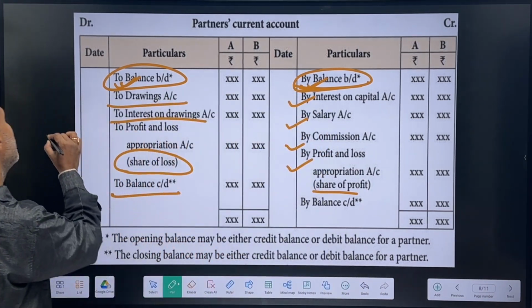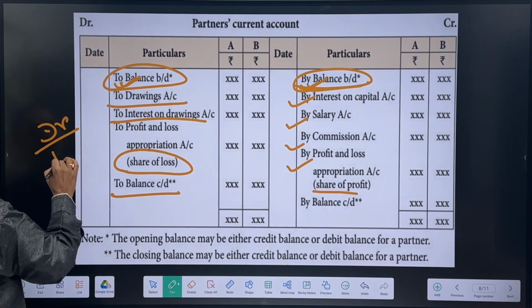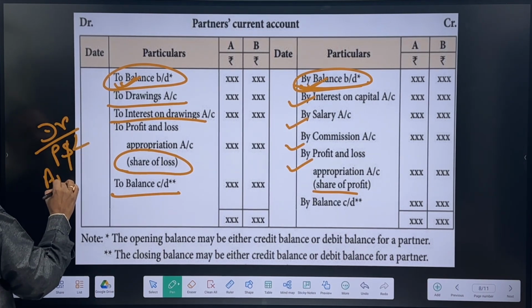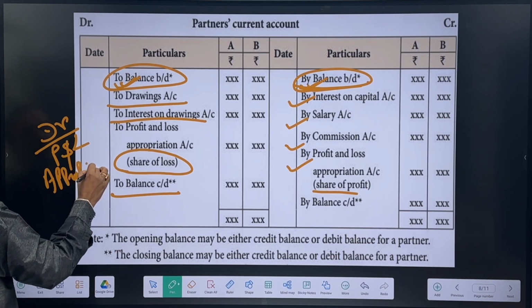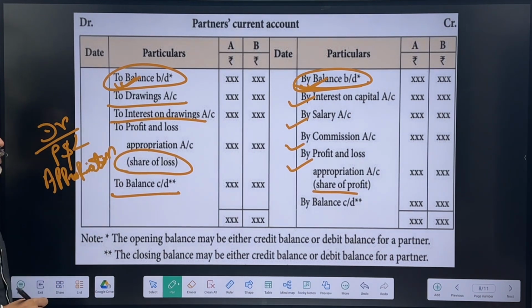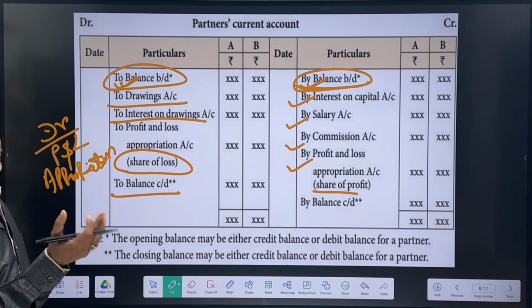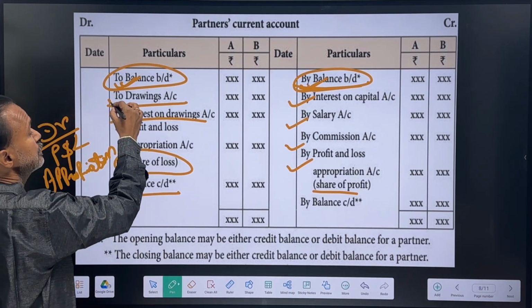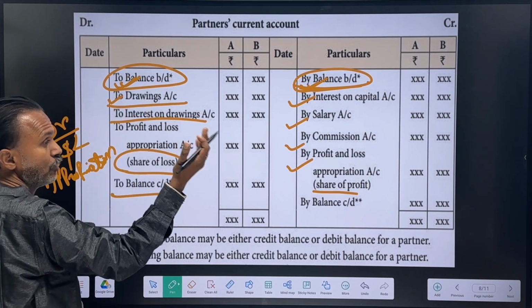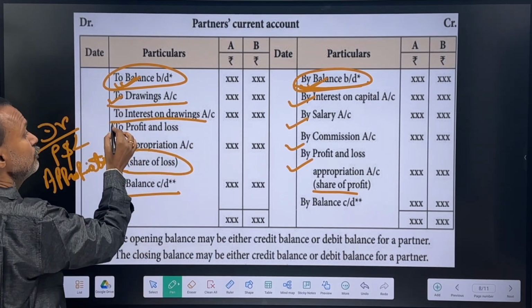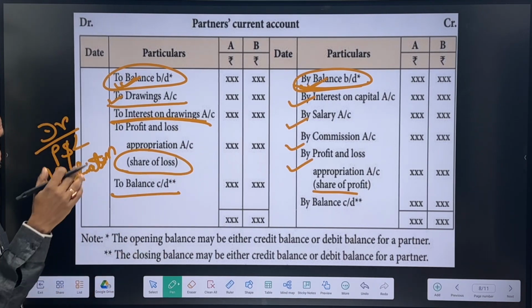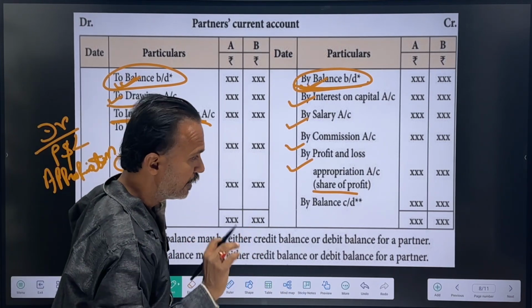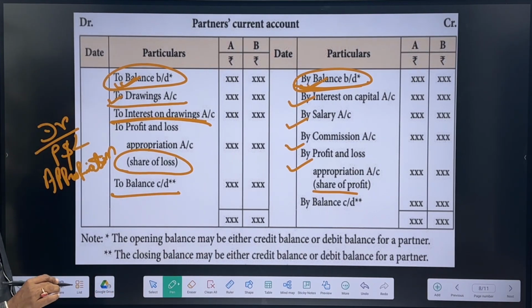Means the items which are shown in the debit side of PL appropriation account, these are shown in the credit side of partners current account, which are distributed among partners. And the items which are shown in the credit side of PL appropriation account are shown in the debit side of partners current account. That is drawings separately, interest on drawings. Drawings are shown in the credit of the preparation, so we show it in the debit. What is in credit goes to debit, what is in debit goes to credit, but only those items which are distributed among partners.